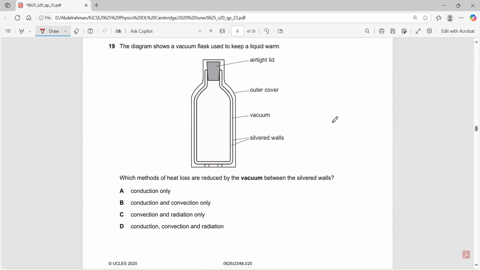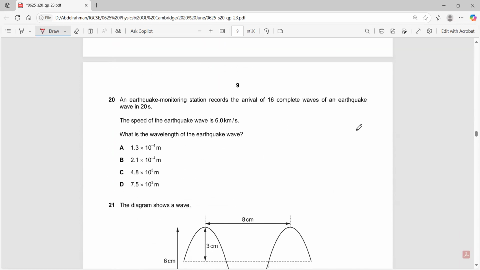19. Which methods of heat loss are reduced by the vacuum? Vacuum prevents what? Prevents conduction and convection, because there are no molecules in the vacuum.